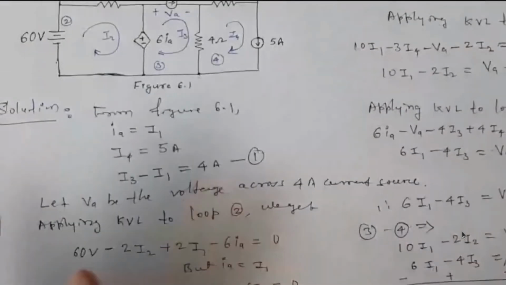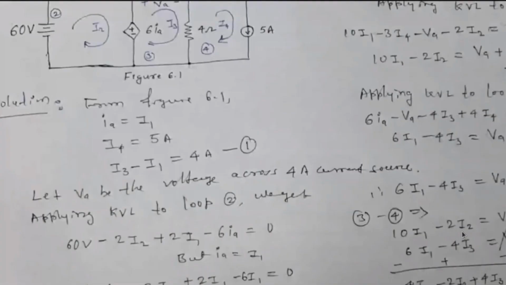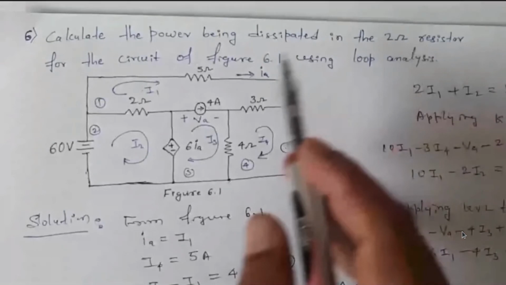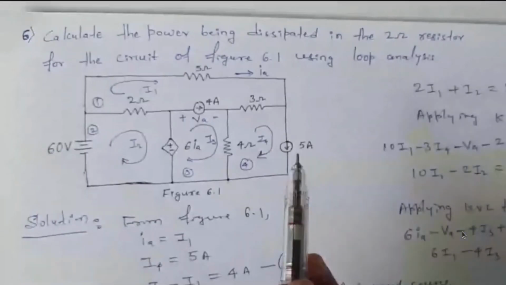So obviously we can easily solve now. And remember, dear students, our intention should be to look at the power being dissipated in the 2 ohm resistor. If we find I1, it's more than enough for us. The question is to find I1.